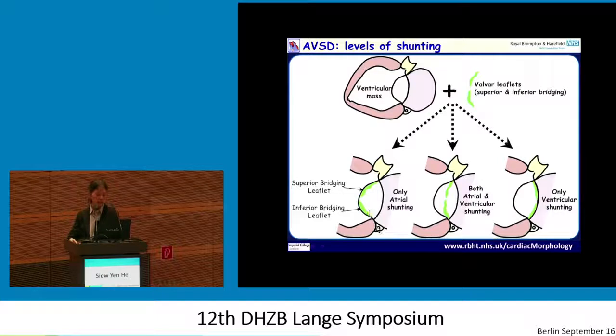Superior bridging, inferior bridging leaflet attached to the crest of a ventricular septum, so leaving potential only for atrial shunting. When you have both leaflets that are lifted off from the crest of the septum, you can have both atrial and ventricular shunting. And this is a rarer form, at least in the pathologic series, where there's only the potential for ventricular shunting because the leaflets are hinged more to the underside of the atrial septum.